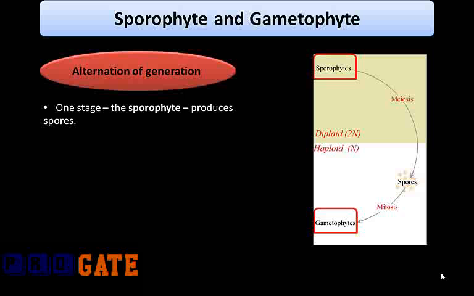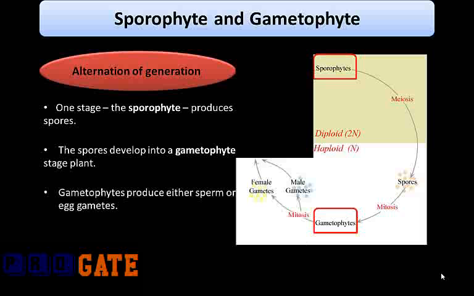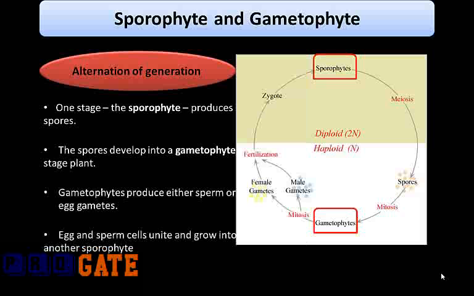One stage is the sporophyte, which produces spores via meiosis. The spores undergo mitosis and develop into a gametophyte stage plant. The gametophytes produce either sperm or egg gametes, and the egg and the sperm cells unite and grow into another sporophyte.